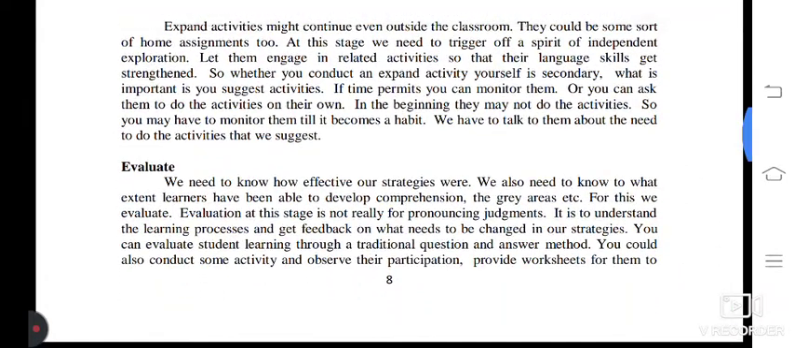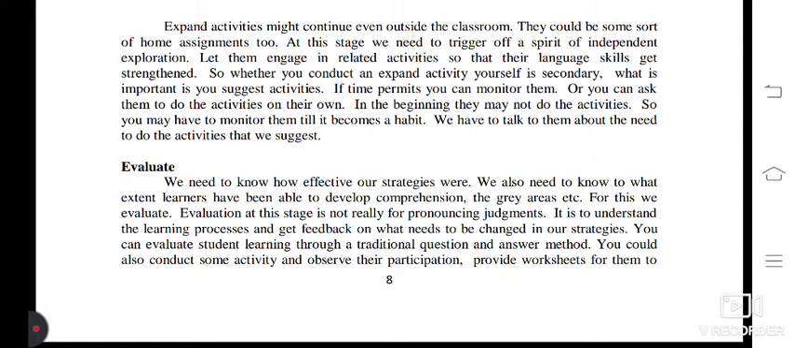In evaluate, we need to know how effective our strategies were. We also need to know to what extent learners have been able to develop comprehension. The gray areas, we have to find out. The gray areas means weaker areas we have to find. For this, we evaluate. Evaluation at this stage is not really for pronouncing judgments. We are not judging anything here. It's to understand the learning process and get feedback on what needs to be changed in our strategies in the next lesson.